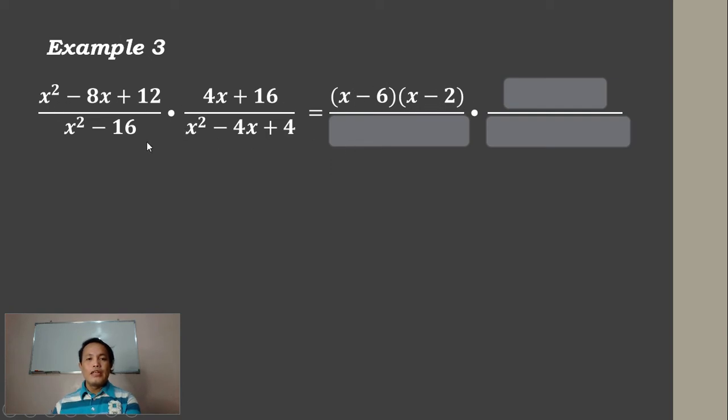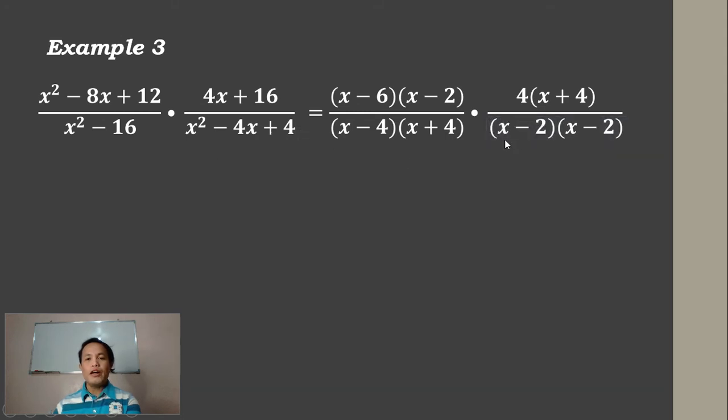Next is x squared minus 16. The factors of x squared minus 16 are x minus 4 times x plus 4. Then for the second fraction, we have 4x plus 16. The common monomial factor here is 4, so we factor out 4. What remains is x plus 4. Then for the denominator, we have x squared minus 4x plus 4, a perfect square trinomial. So the factors are x minus 2 times x minus 2.